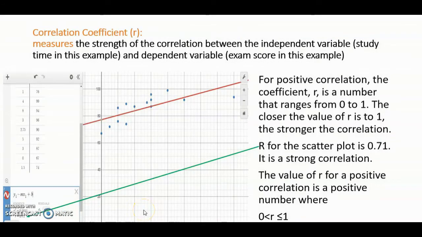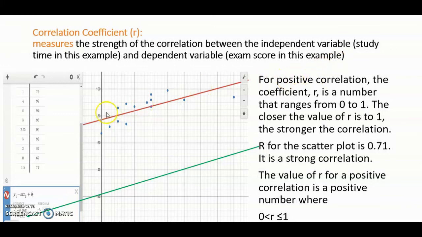So how shall we describe the association, or the correlation, between the number of hours spent studying and the exam score? Are we going to describe it as strong, very strong? Is the association weak, or is it very weak? How do we make that determination? We use what is called the correlation coefficient to make that determination. The correlation coefficient measures the strength of the correlation between the independent variable, the study time in this example, and the dependent variable, the exam score in this example.